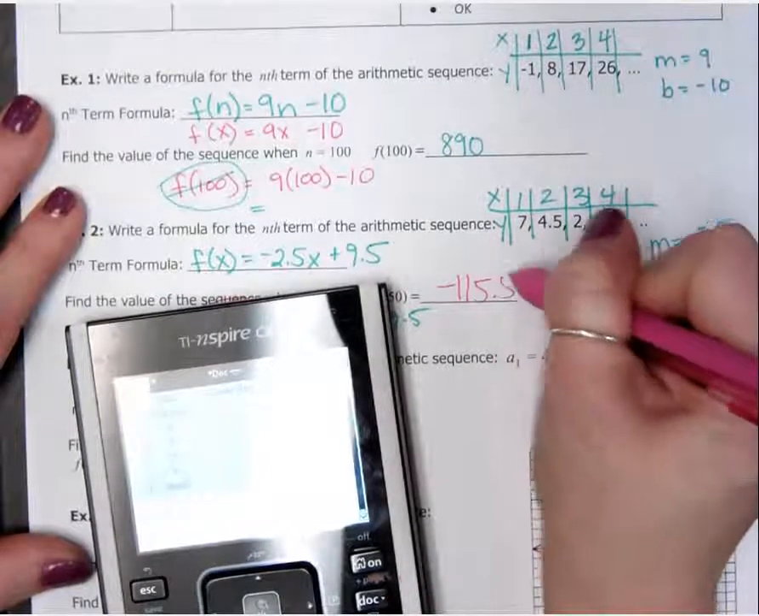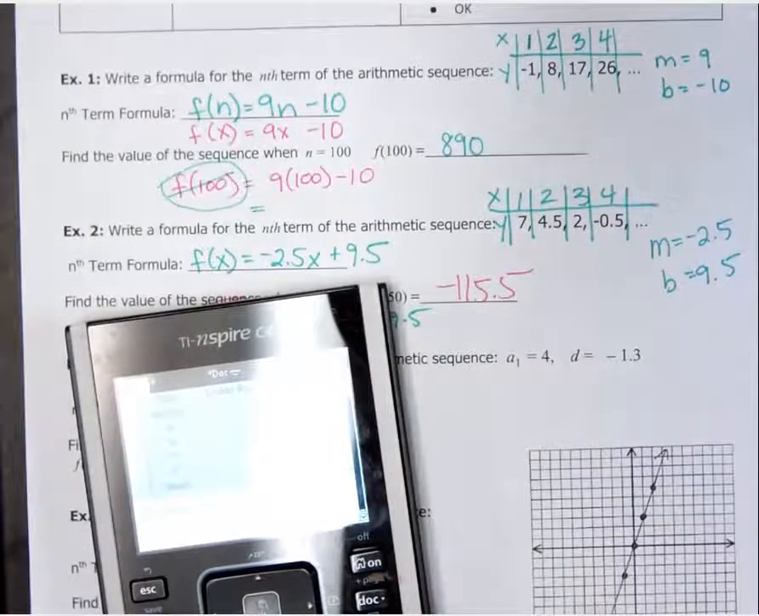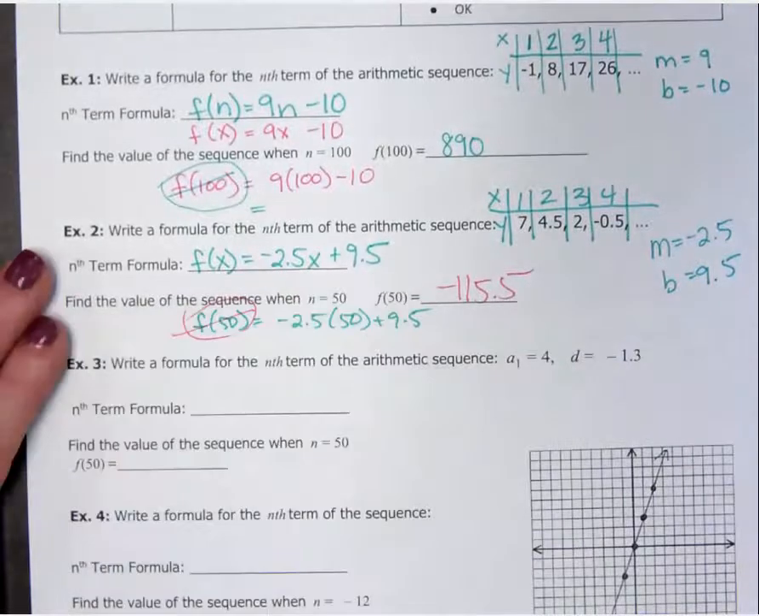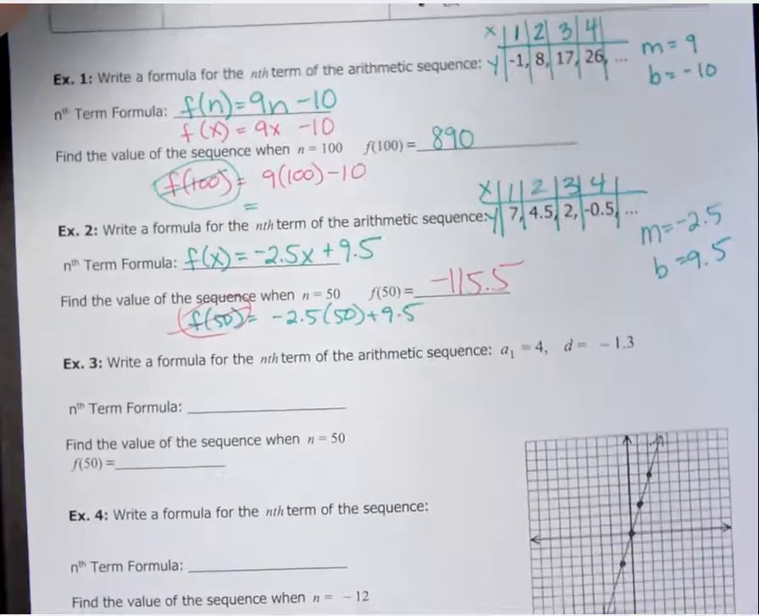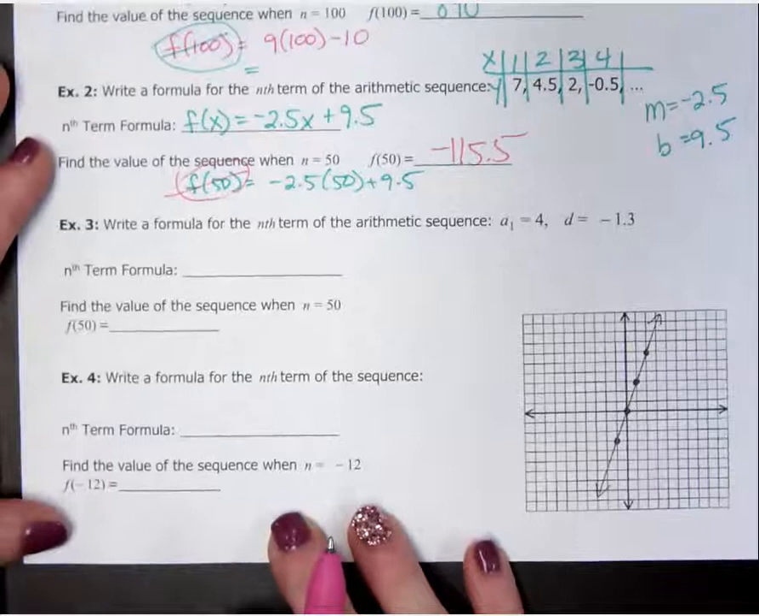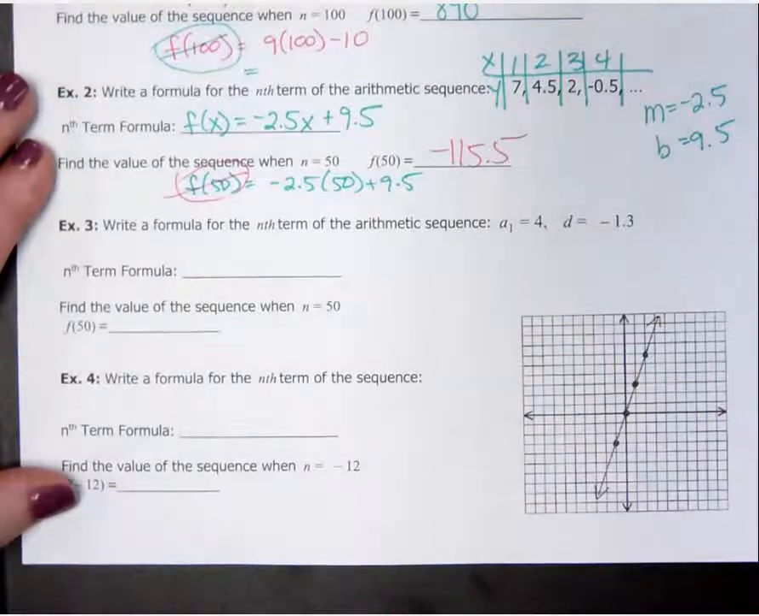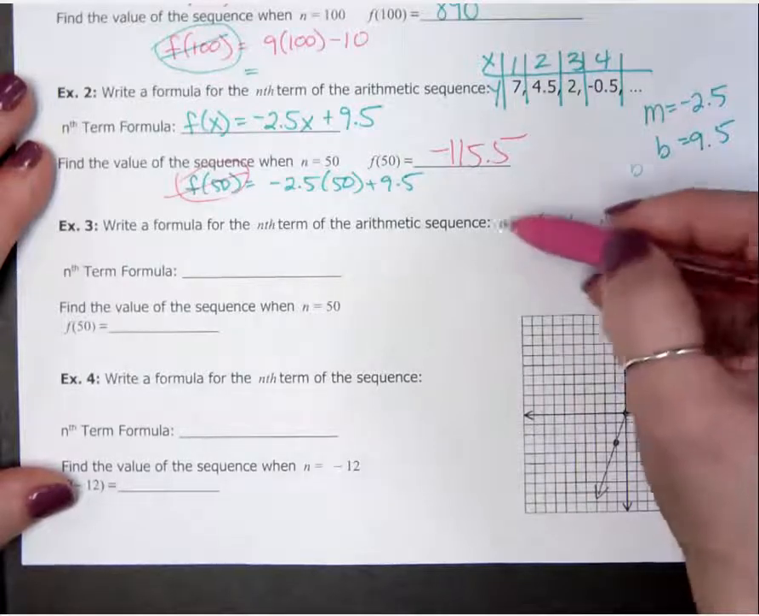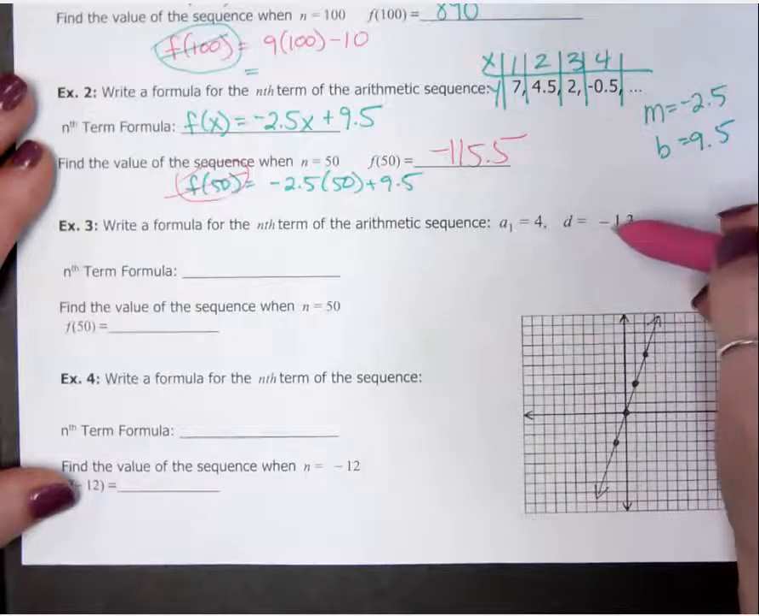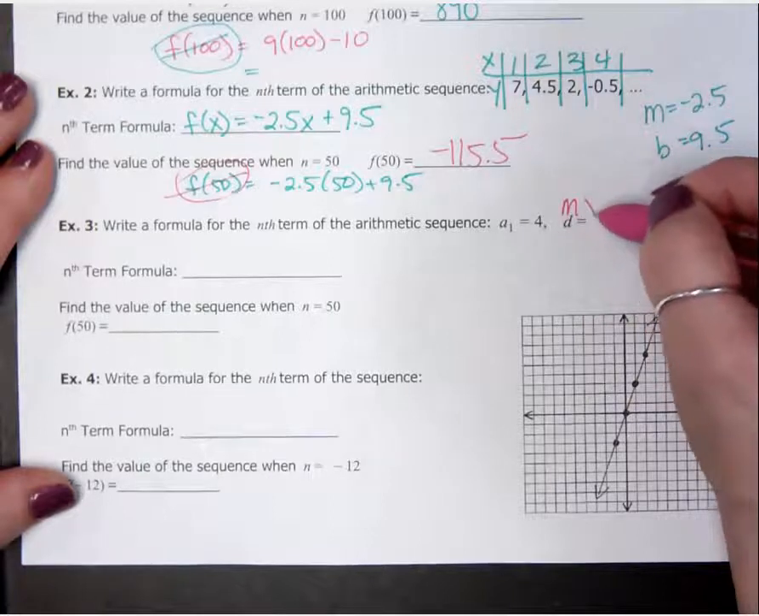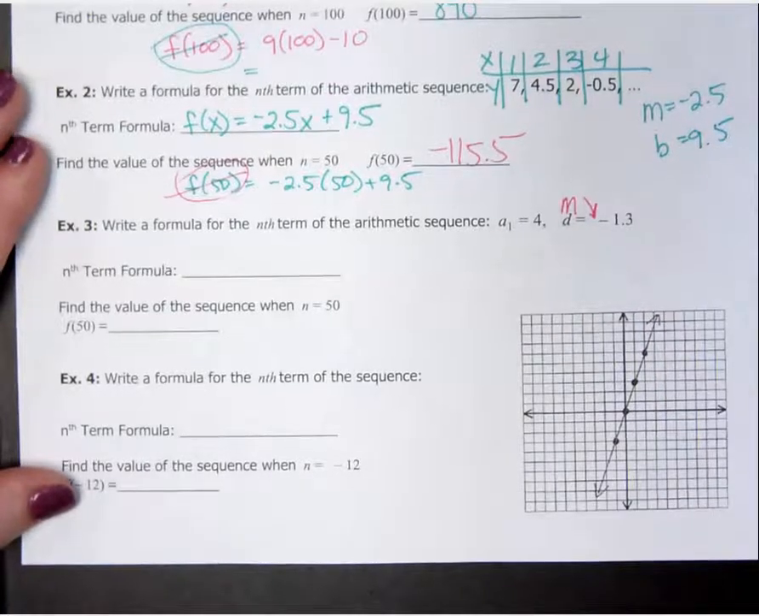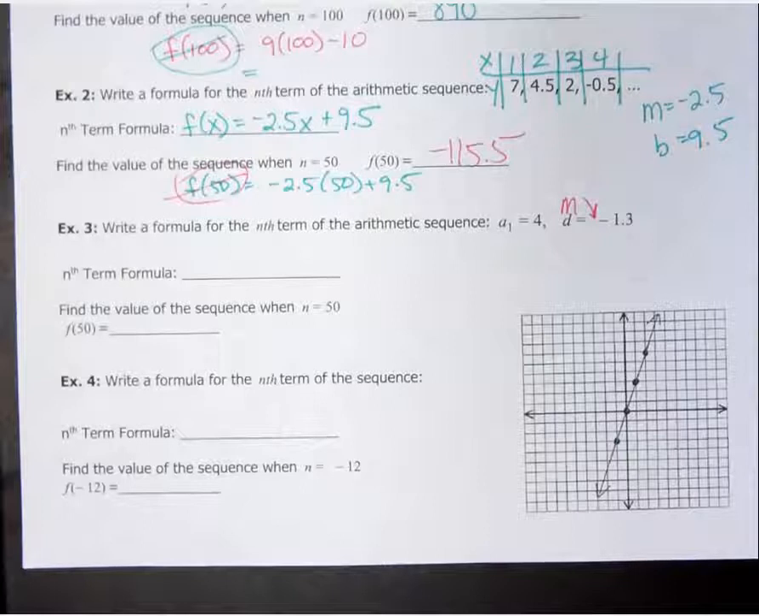If I went too fast, feel free to pause or rewind. Last two. Write the formula for the nth term of the arithmetic sequence. A sub 1 is 4 and D equals negative 1.3. So interesting here, they gave us the first term and they gave us the common difference, right? So this is actually our M value, right? Which means the only thing I need is my B value or my zero term.